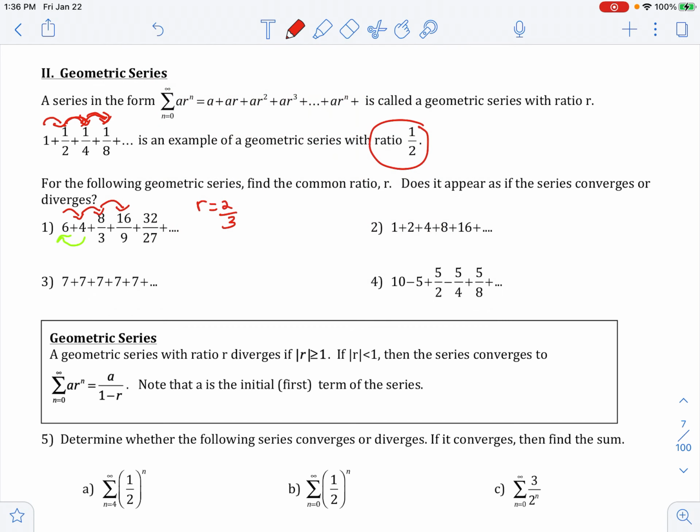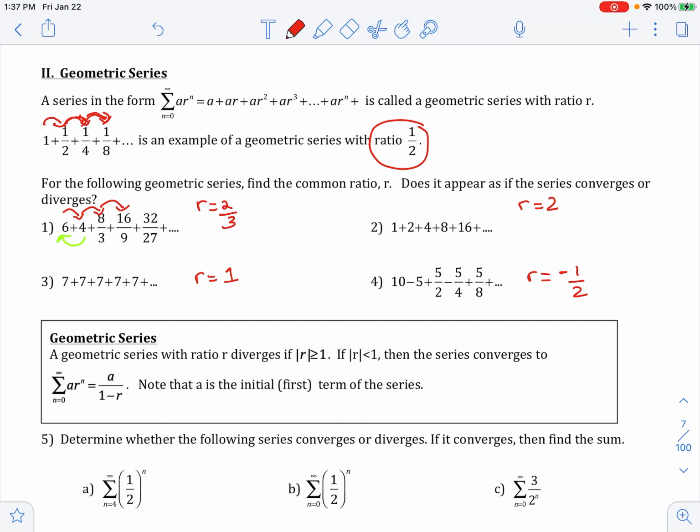Some of the problems will be much simpler, like number 2. Notice that you're multiplying by 2 every single time, so your common ratio here is 2. Here, number 3, all you're doing is multiplying by 1 every single time, so your common ratio here is 1. And then notice number 4. First of all, you should notice that the signs are changing from negative to positive, so that means your common ratio has to be a negative number. And then notice you're multiplying by 1/2.